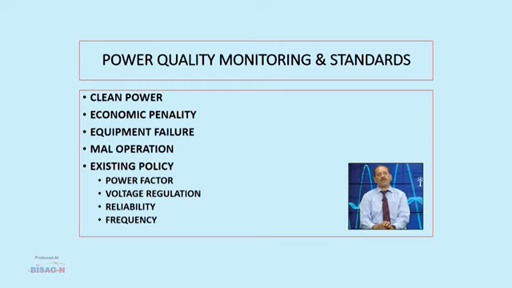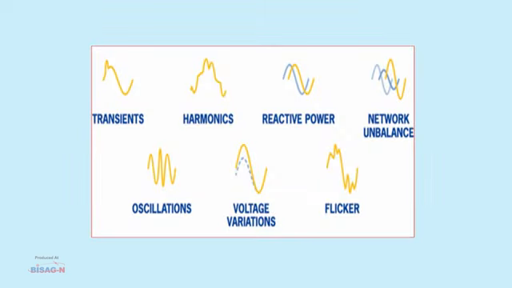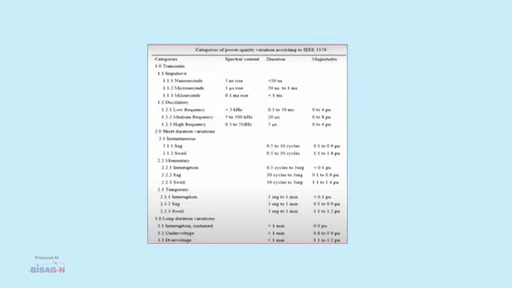The existing policy that we have got takes care of the power factor and voltage regulations, and it has been ensured very strictly at the user side, and the grid is also ensuring that we get reliable supply and the frequency is hardened. As discussed earlier, the power quality issues that we face are the transients, harmonics, reactive power, network unbalances, oscillations, voltage variations and flicker. These all combine together to create a problem which has to be addressed by each one of us.